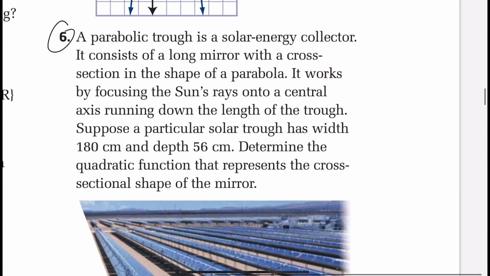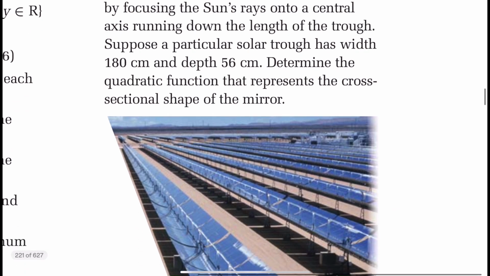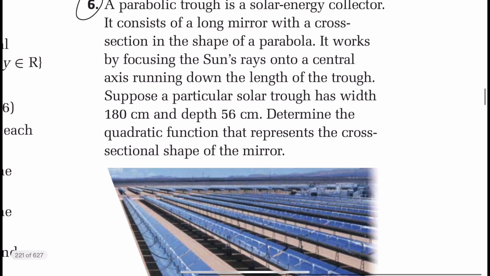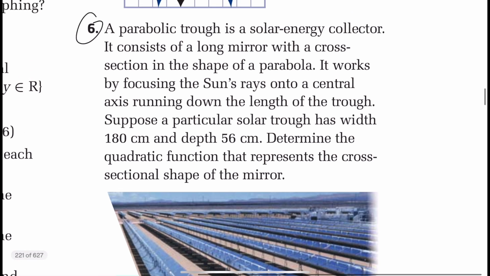Okay, this question is important to do because I read it before, I find it interesting, so we needed to do it. They are telling us that this solar system has a parabolic shape, okay, and what they want us to determine is the quadratic function that represents the cross section shape of the mirror. They are actually asking us to find the equation, the vertex form of the equation.